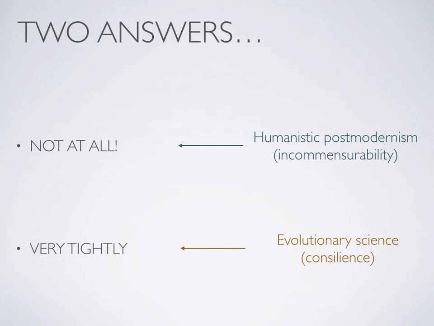Those who answer that human social life should be very tightly linked to evolutionary biology fall into the evolutionary science camp. And to sum up their perspective with one word, we would use the word consilience. Consilience means that we may use multiple perspectives, but they all interlock somehow.